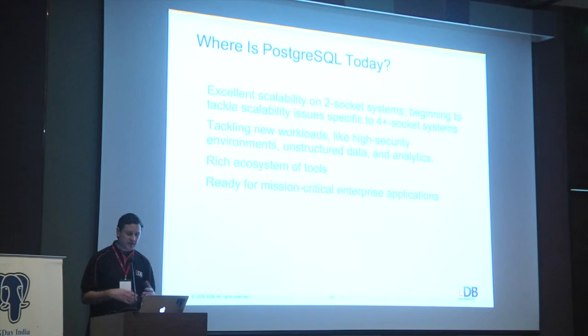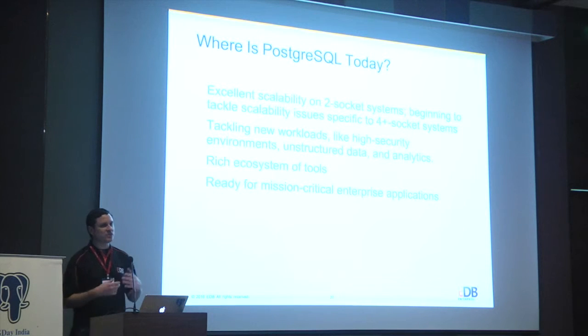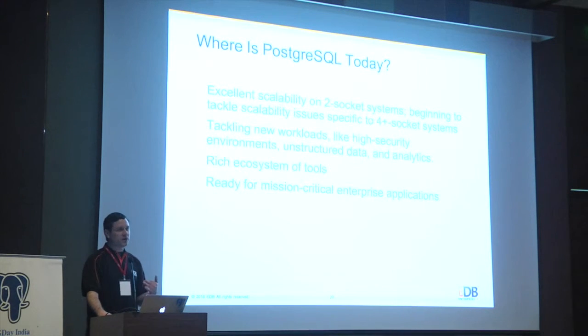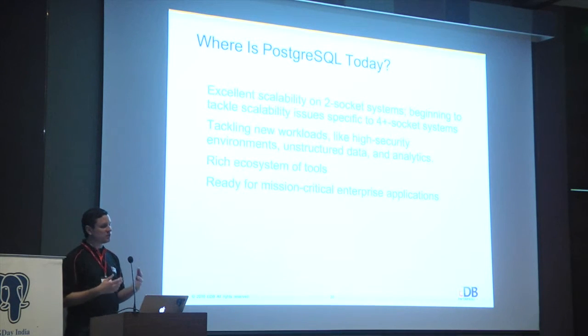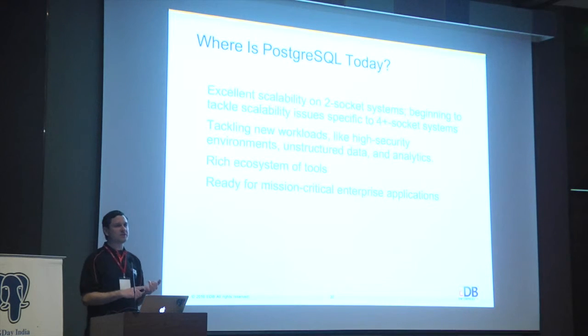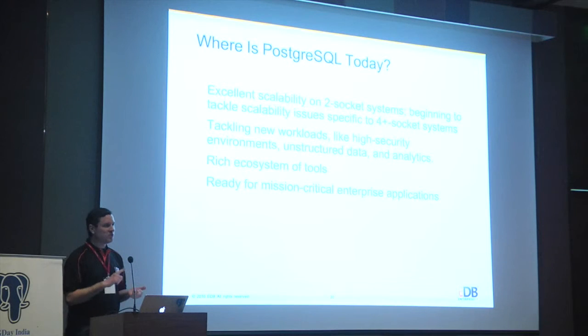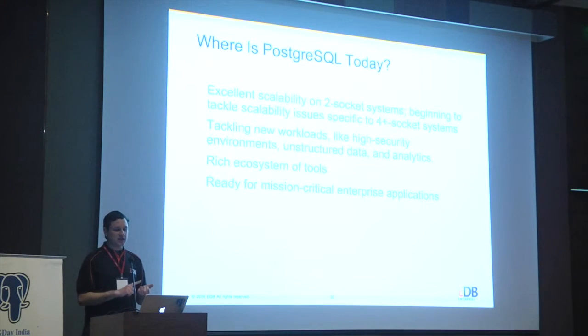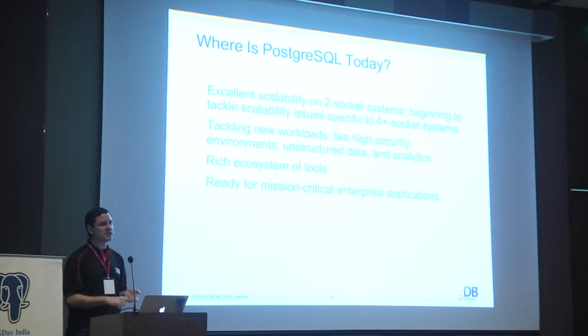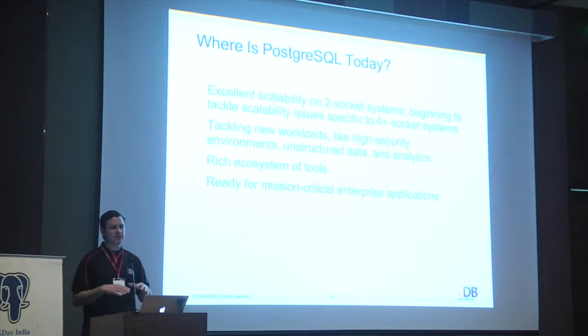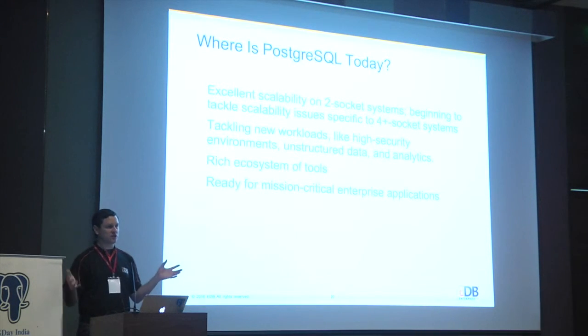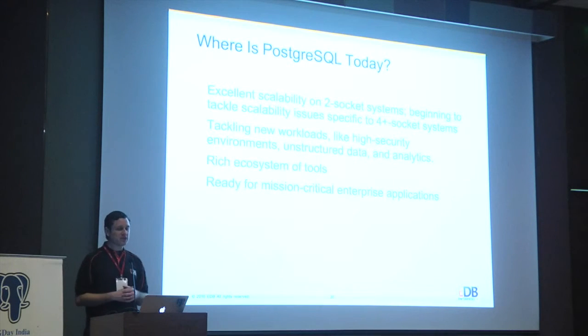So taking all that together, looking at PostgreSQL 9.5, which is here today, and PostgreSQL 9.6, which is in development, where exactly is PostgreSQL today? Well, at this point, we have excellent scalability on two-socket systems, and we're beginning to tackle the issues specific to systems with 4 or more sockets. And as compared with a few years ago, we are now tackling a bunch of really interesting new workloads that we weren't very good at before: high security environments with features like row-level security, unstructured data with JSON and JSONB, and various other things, analytics with BRIN, grouping sets, parallel query. PostgreSQL is becoming more and more able to deal with more and more kinds of workloads in an efficient way. And there's a rich ecosystem of tools available.